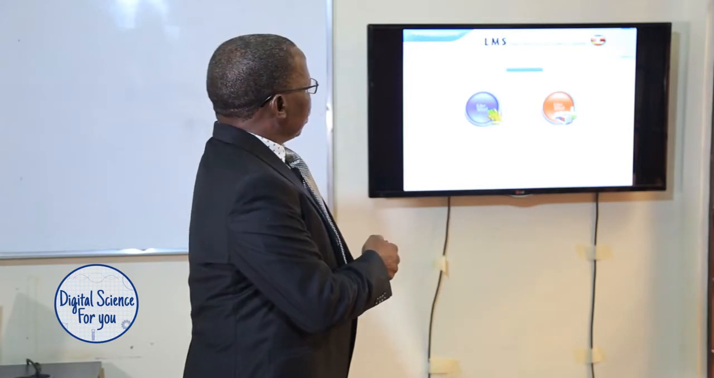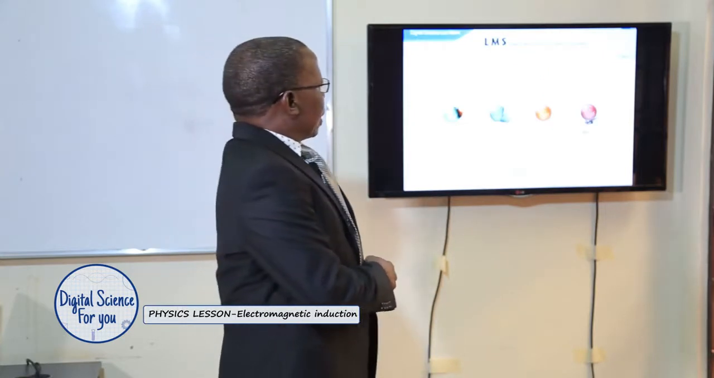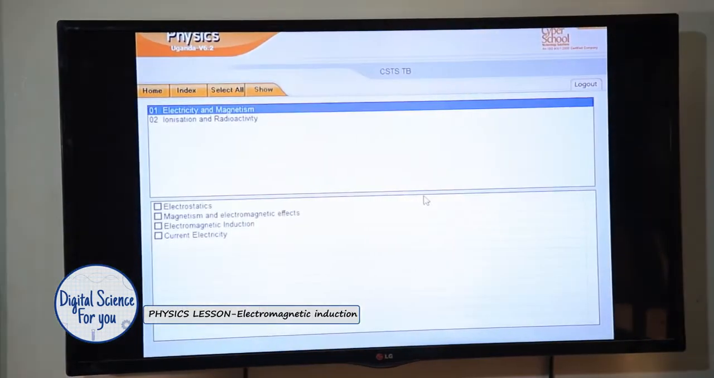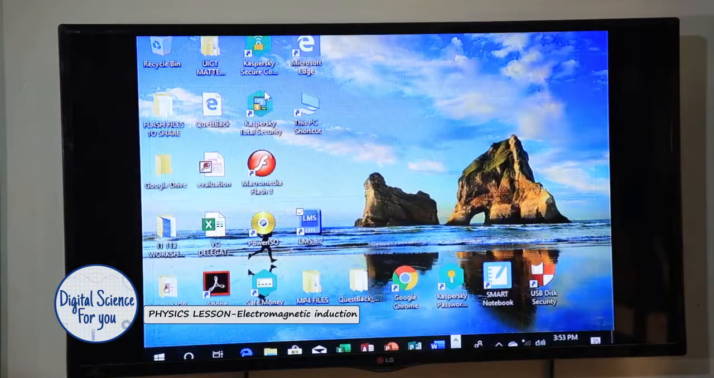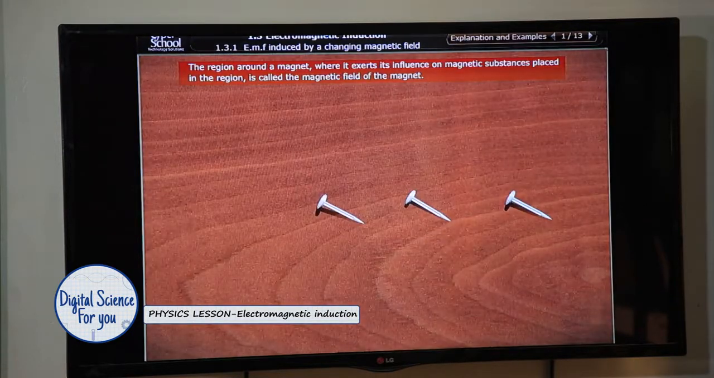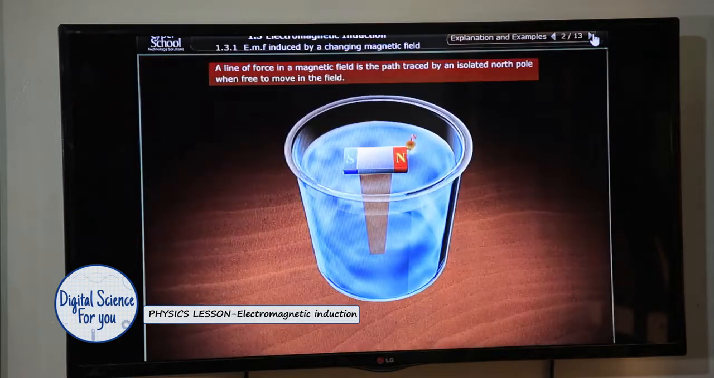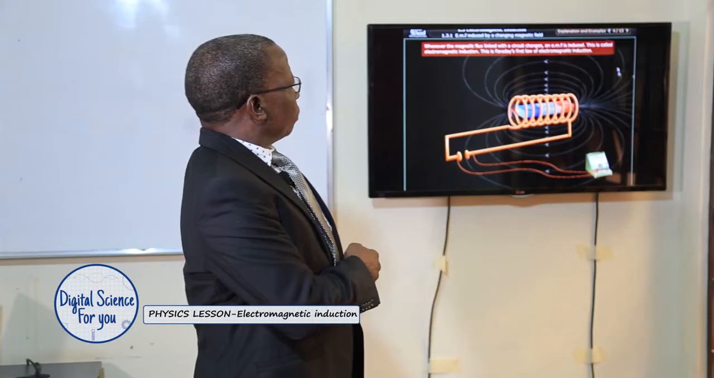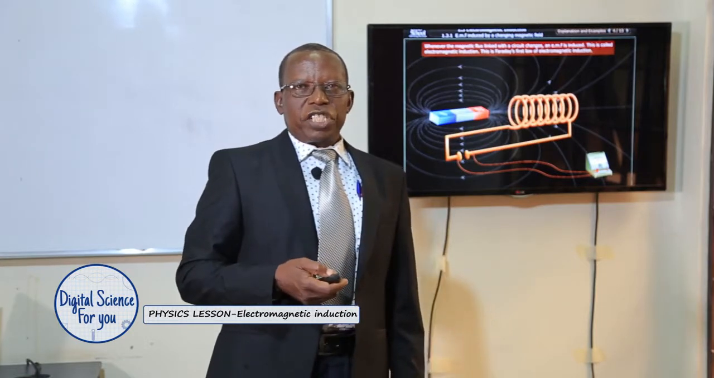So we go to our computer, click on senior 4, click on digital science, on physics, and then we go to topic 1, which is electricity and magnetism. Then we click on electromagnetic induction, and we click show. Then we click on learning objectives. We go to number 4.13. Now 4.13 is showing us what we need in order to teach this topic.